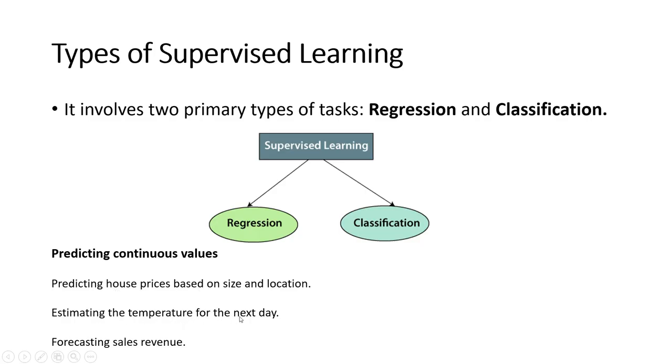Estimating the temperature for the next day when we have temperature related data. Forecasting sales revenue when we have sales data. So if the target variable is continuous values, then this is called regression.